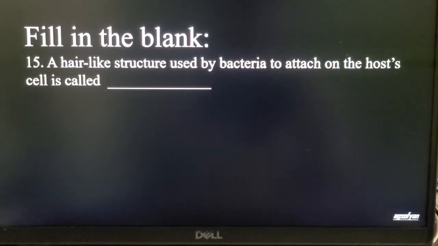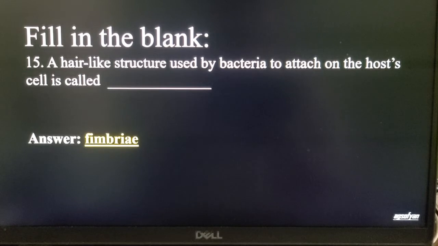Okay, again, fill in the blank. Number 15. A hair-like structure used by bacteria to attach to the host cell is called blank. Write your answer. Yes, you should put the answer fimbriae. Remember, fimbriae is the attachment structure for bacteria.